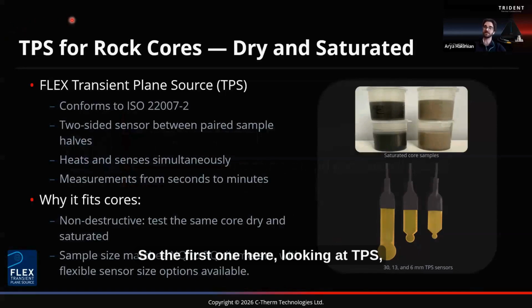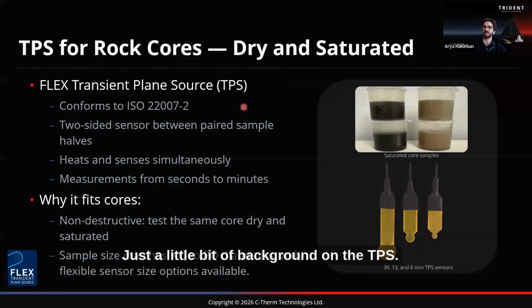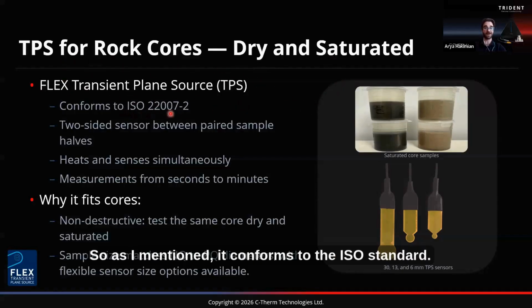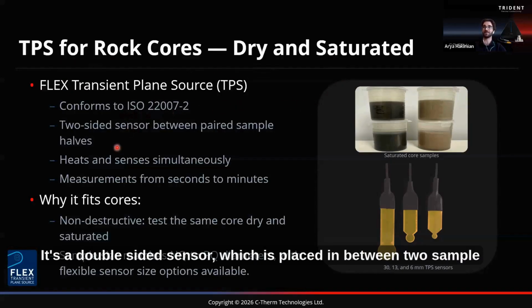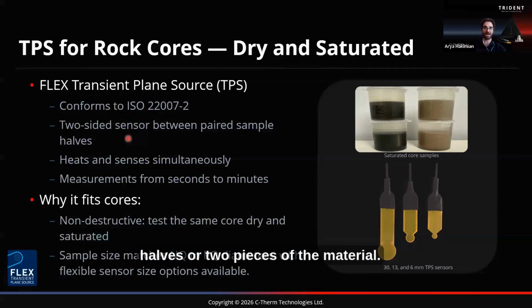Looking at TPS, the transient plane source method, testing a dry and a saturated sample. Just a little bit of background on the TPS. As I mentioned, it conforms to the ISO standard. It's a double-sided sensor, which is placed in between two sample halves or two pieces of the material.